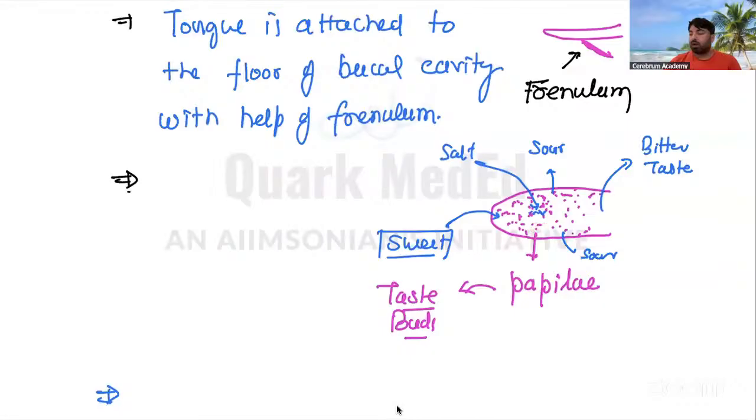Different parts of the tongue have different tastes. The tip of the tongue is for sweet taste, the back of the tongue is for bitter taste, the sides are for sour taste, and salt is somewhere here, after sweet. So there are different areas that can sense different types of taste.